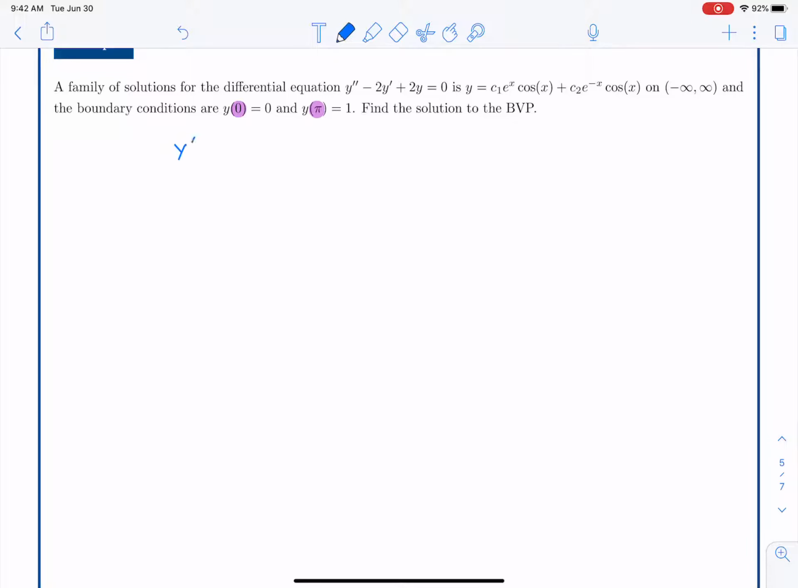So y double prime minus 2y prime plus 2y equals 0. Right hand side is 0. This is a second order homogeneous equation.